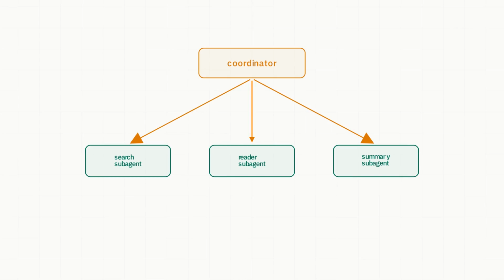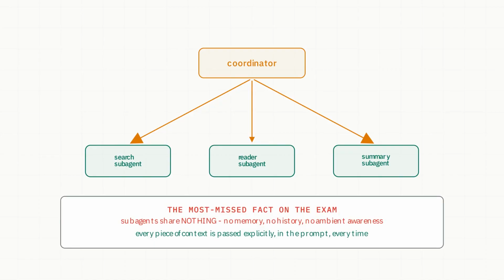Now the single most missed fact on the entire exam, the one the guides flag in bold: subagents share nothing. No memory, no conversation history, no ambient awareness of what the coordinator knows. Every piece of context a subagent needs must be passed explicitly in its prompt every time. Once that lands, a whole family of questions solves itself. The subagent that ignored constraints wasn't disobedient, it was never told.